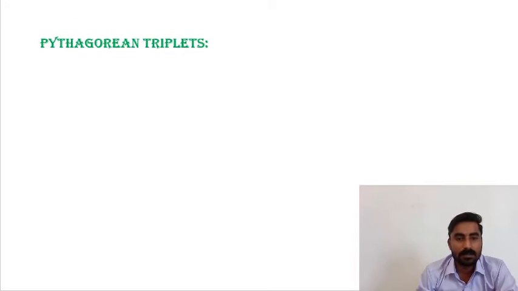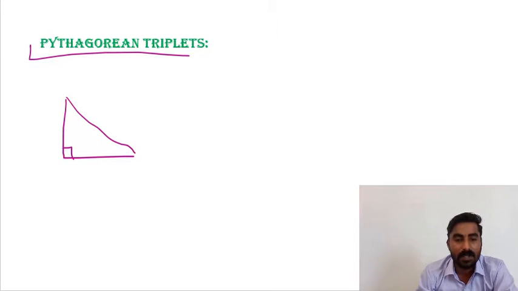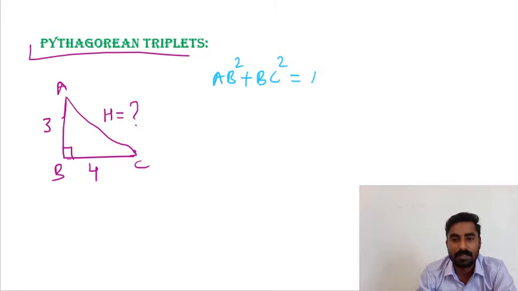Suppose here are some Pythagorean triplets. Here is a right angle triangle ABC, and this angle is 90 degrees. The length of side AB is 3 and the length of side BC is 4. Then you have to find the length of side AC. How will you find it? In this right angle triangle we can use the Pythagoras theorem. The square of AB plus the square of BC is always equal to the square of AC in any right angle triangle.